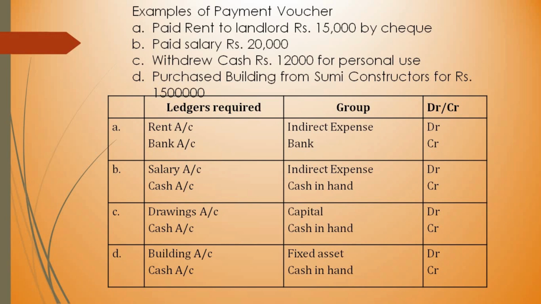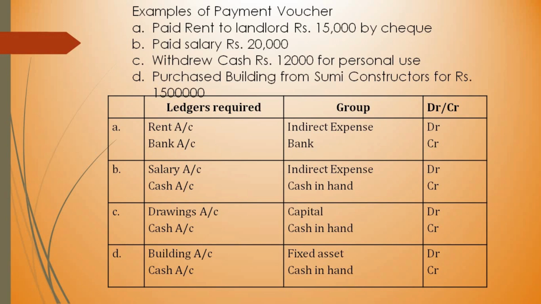Only when you're buying building for cash, that is asset for cash, only then it will be entered in this payment voucher. Please make a change in this, purchase building from Sumi Constructors for cash rupees 15 lakhs. So one is building, the other one is cash. I said one side there will be bank and cash and it will always be on the credit side. So rent, salary, drawings, building, all this will come under debit side.